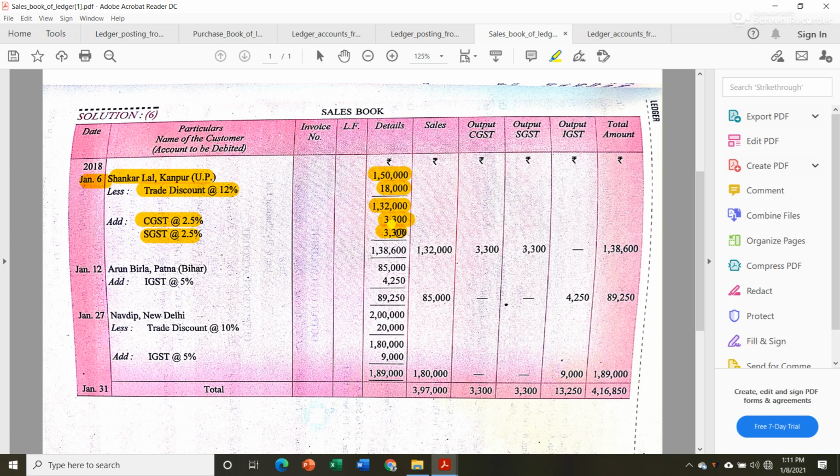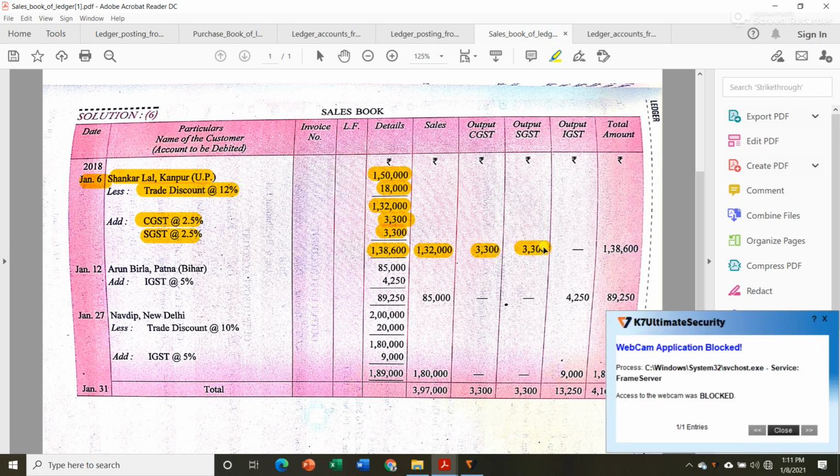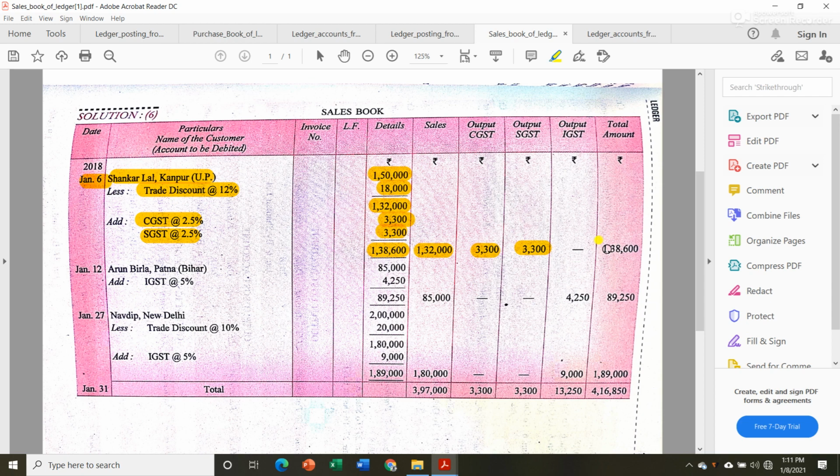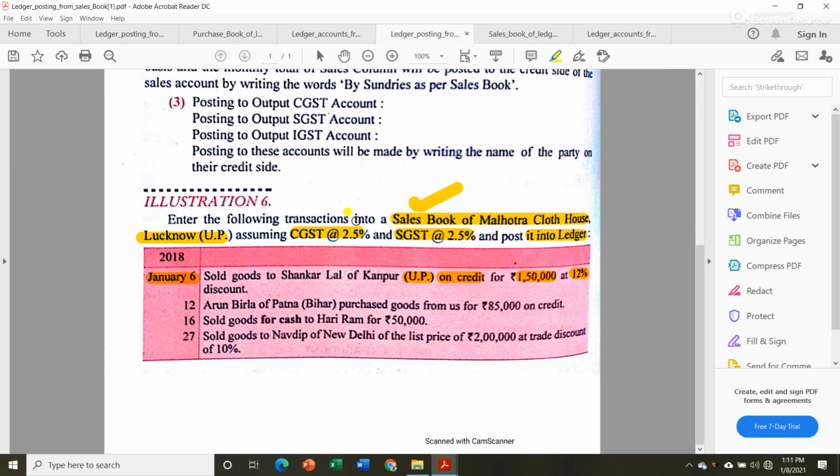Okay, then after adding CGST and SGST, we got 1,38,600. So the sales amount will come in here, 1,32,000, output CGST 3,300, output SGST 3,300, and in the total amount column we have 1,38,600. Now let us see the next transaction.